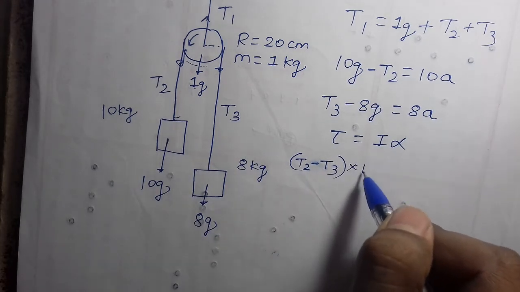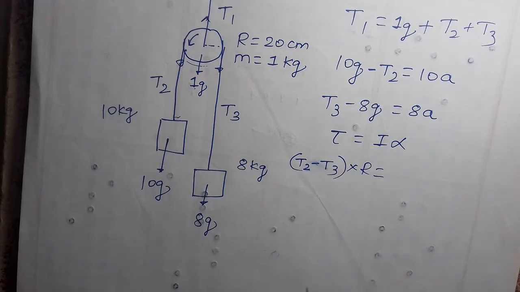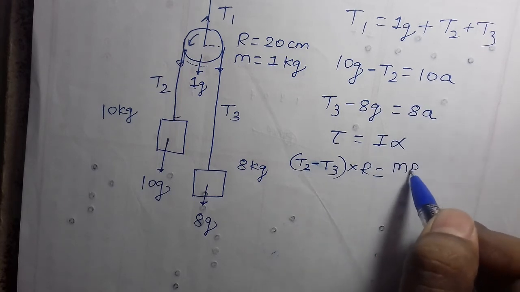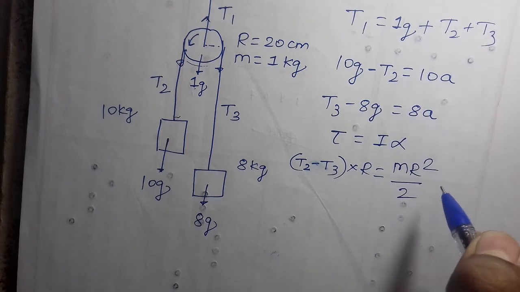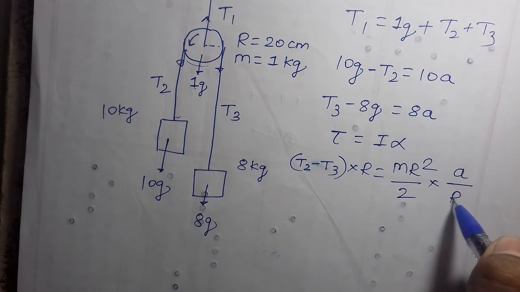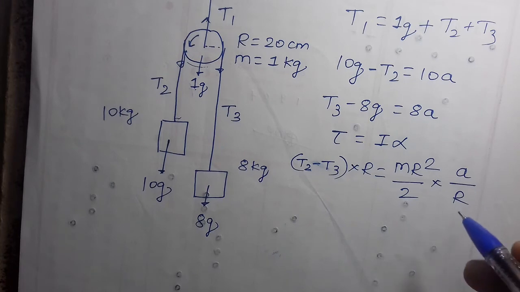Force into radius, this is torque. T2 minus T3 into radius is equal to torque. I is what? Moment of inertia of the disc, which is mr square by 2, into alpha. Alpha is what? Acceleration divided by r.